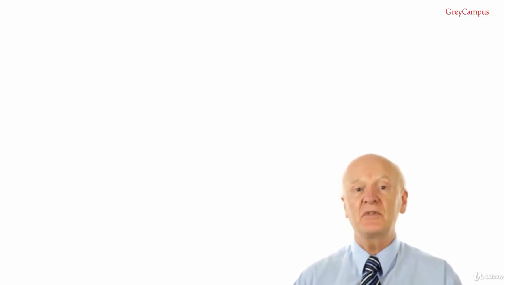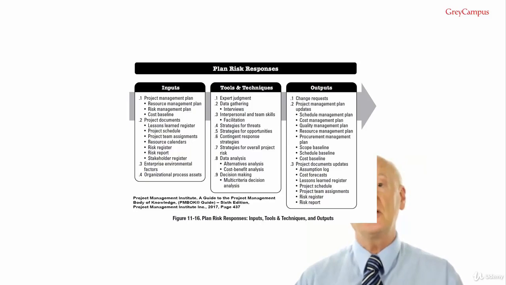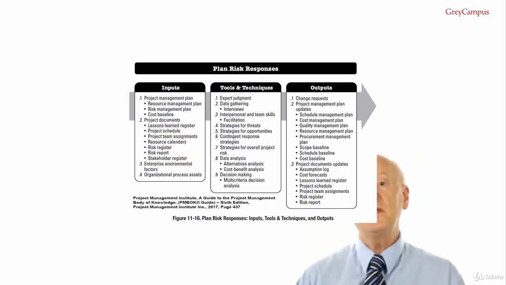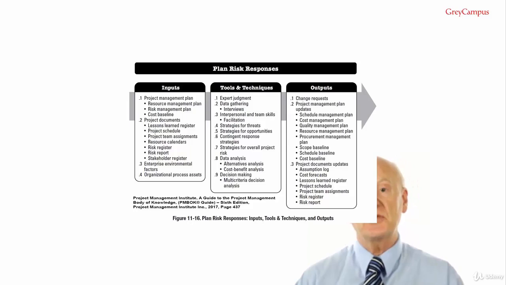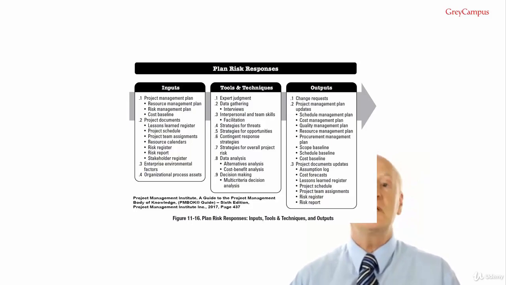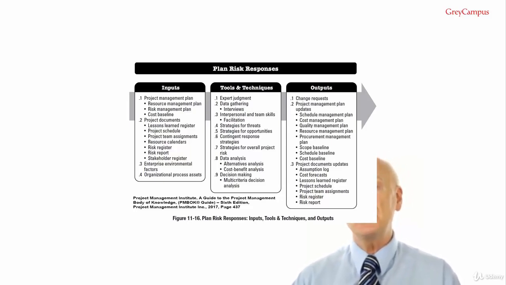Plan risk responses inputs. Input number 1, project management plan. And our components we're interested in would be the resource management plan, because that's used to help determine how resources allocated to agreed upon risk responses will be coordinated with other project resources. For example, do we set extra resources aside, or will we buy them as needed whenever the risk occurs? Risk management plan. The risk management roles and responsibilities and risk thresholds are used in this process, and the cost baseline, it is information on the contingency fund that is allocated to respond to the risks.